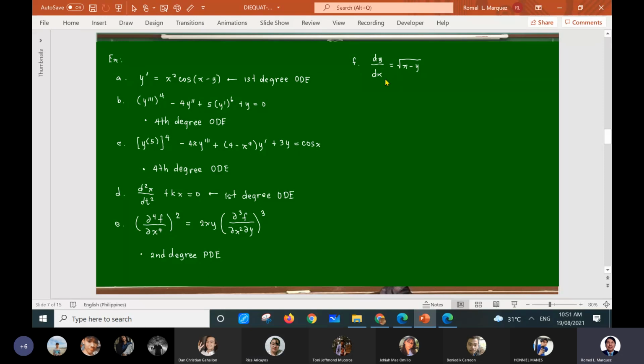It is already okay for the derivative. The exponent is already integer. Am I correct, guys? Yes. So what's the degree? 1, no? This is first degree. ODE.